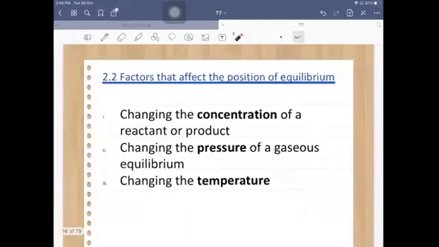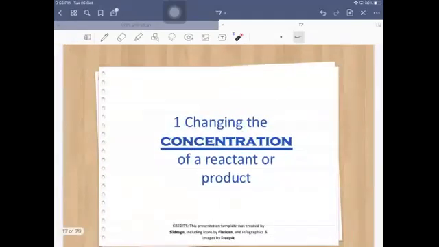Moving on. There are a few factors that can affect the position of equilibrium, whether it shifts to the left or whether it shifts to the right. The factors are concentration, pressure, and temperature. The fourth factor, which does not affect the position of the equilibrium, is the catalyst.